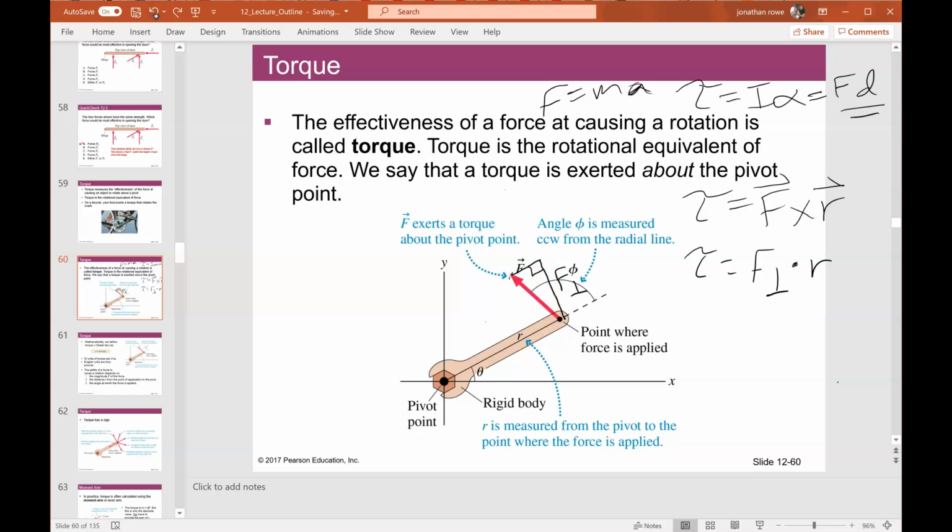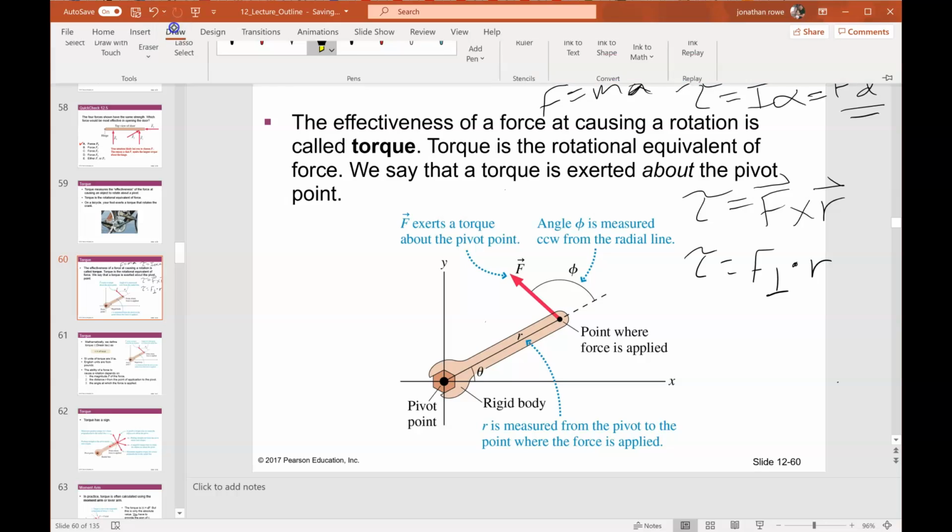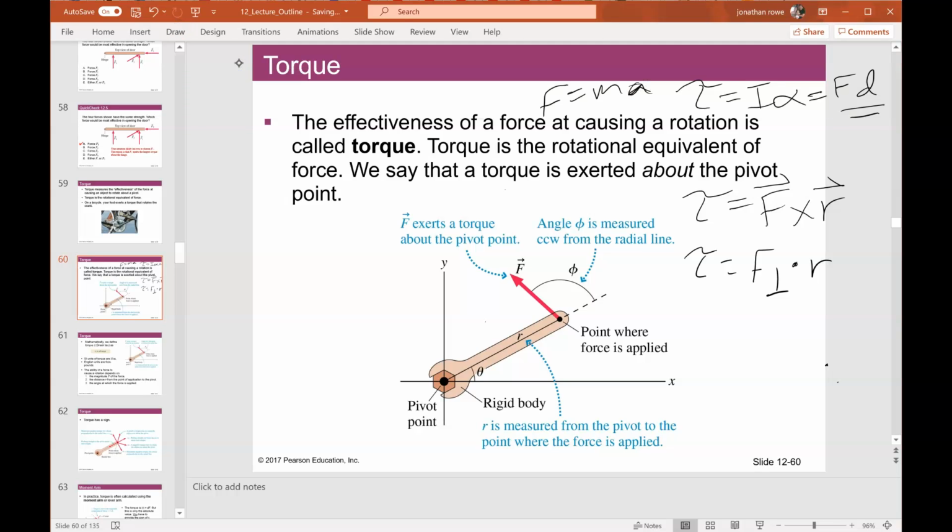Now, we could redo that a different way. Instead of finding the component of the force that's perpendicular to the radius, you could also find the component of the radius that is perpendicular to the force. So, like we're making this triangle here so that this is the component of the radius that is parallel to the force, but this is the component of the radius that is perpendicular to the force, R perpendicular. So that's another way we could do it. Tau equals F times R perpendicular. And by that, I mean the component of the radius that is perpendicular to this overall force.